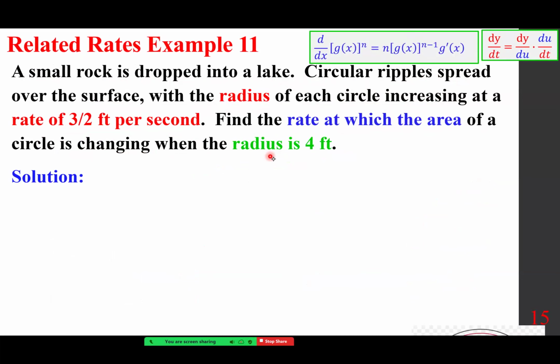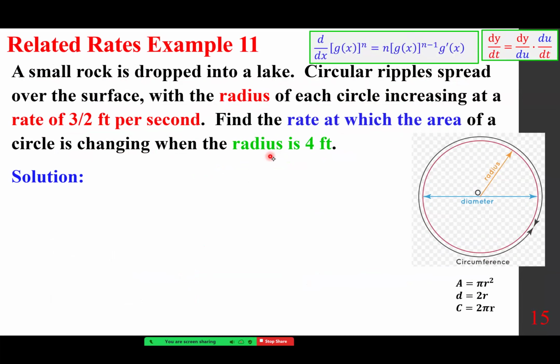First, we have to have information about the circle. So this is the diameter. This is the radius. The area is equal to pi r squared. The diameter is 2 times the radius, and the circumference, that means going around it, is 2 pi r. In this case, we need the area equals pi r squared.